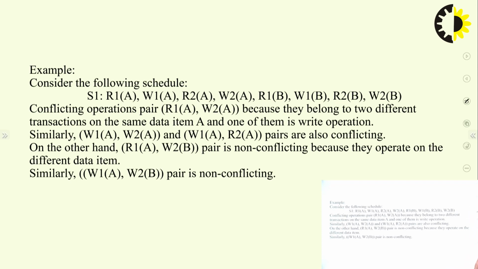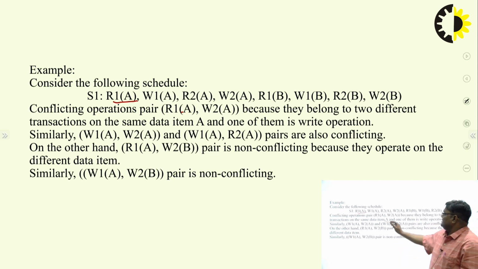Here is an example. We have a schedule S1 where transaction T1 reads A, then it writes A, then transaction T2 reads A, then it writes A, then T1 reads B, writes B, and T2 reads B and writes B. So, there are some conflicting operation pairs like R1A and W2A, because this is a read operation and this is a write operation, they belong to two different transactions, operate on the same data item A, and one of them is a write operation.